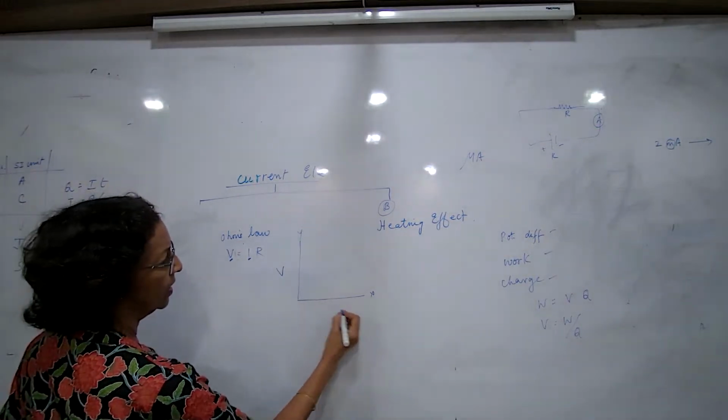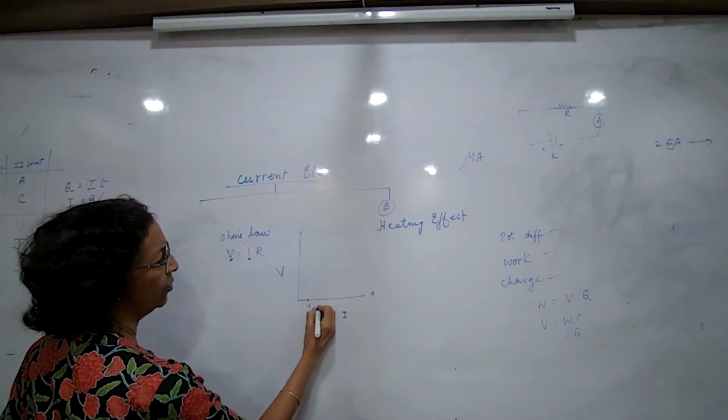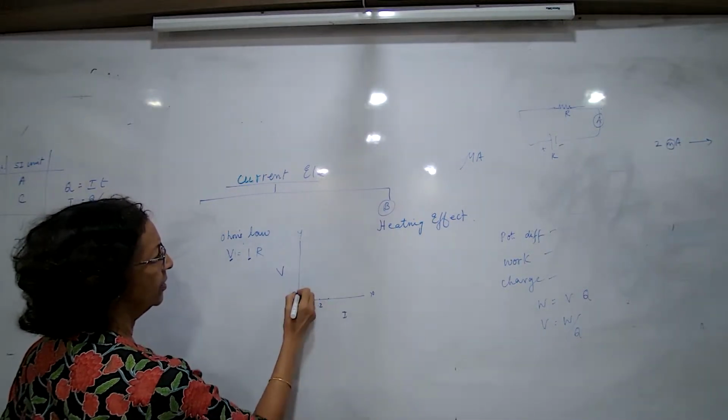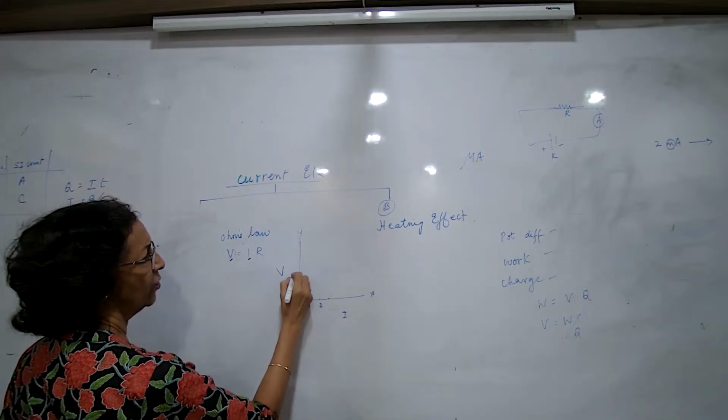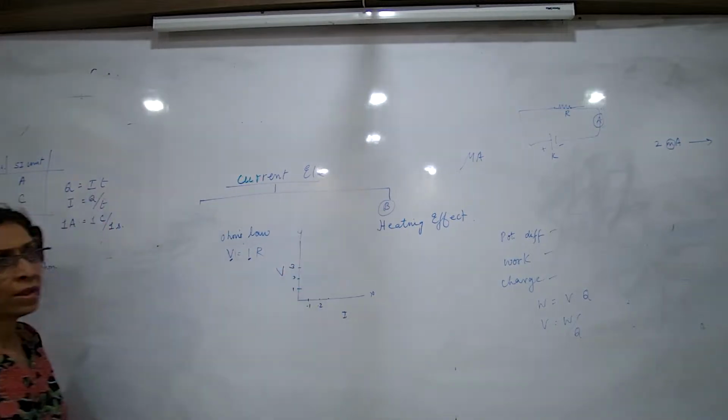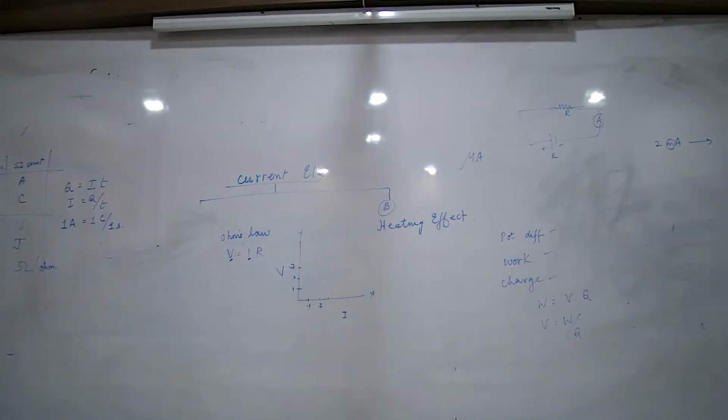Okay, so your current is, let us say, 0.1 amp, 0.2 amps, or whatever it is. And here we are talking about voltage, which can be 1 volt, 2 volts, 3 volts, etc. So if you're plotting a graph of V versus I, you're obviously expecting a straight line passing through the origin. That has to be mentioned.